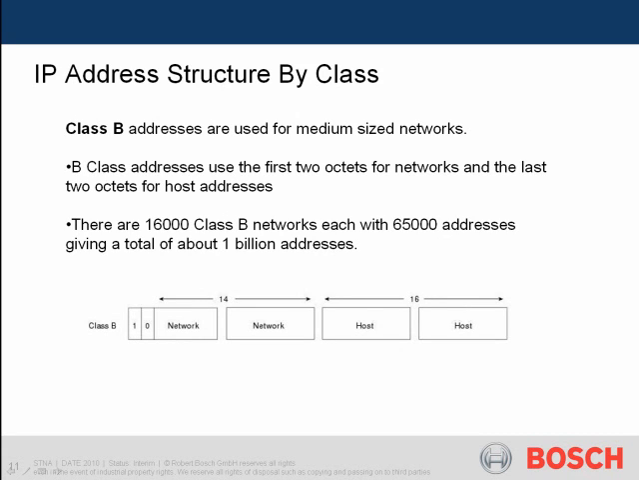B-class addresses are used for medium-sized networks. A B-class address uses its first 2 octets to identify its network and the last 2 for hosts. There are about 16,000 B-class networks, each with about 65,000 addresses. When dealing with B-class addresses, the most significant bit to the far left is always turned on, but the second most significant bit is always turned off. This gives us a valid range in the first octet of 128 to 191.